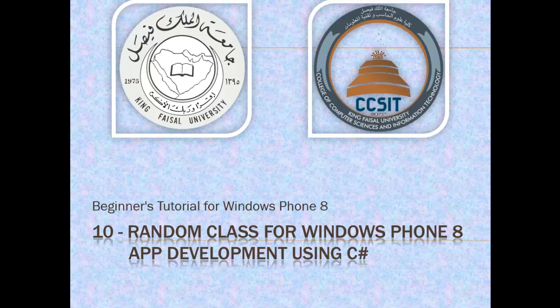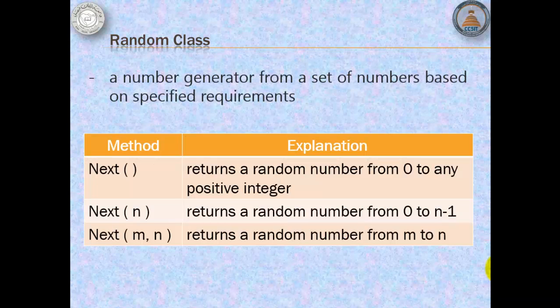This is part 10 in the series entitled Random Class for Windows Phone 8 App Development using C#. The Random class in C# is a number generator from a set of numbers based on specified requirements. The methods that we can use here are Next, Next with one argument, and Next with two arguments.